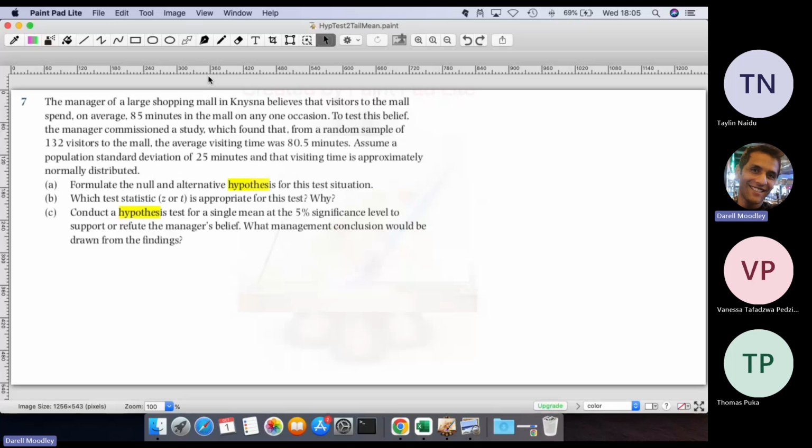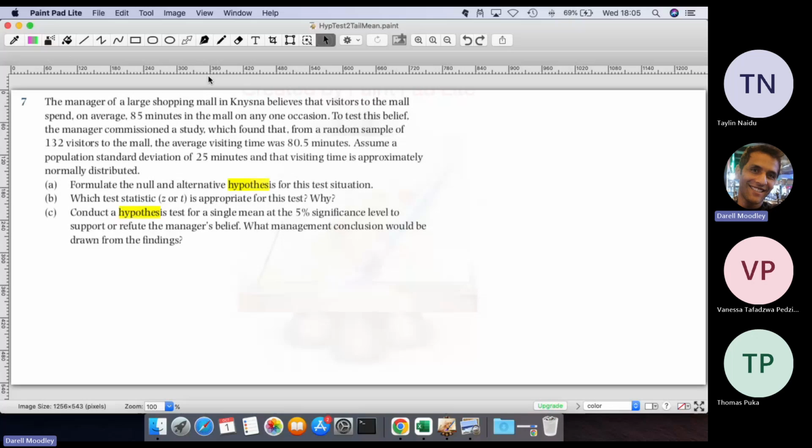The question says: the manager of a large shopping mall in Neisner believes that visitors to the mall spend on average 85 minutes in the mall on any one occasion. To test this belief, the manager commissioned a study which found that from a random sample of 132 visitors to the mall, the average visiting time was about 80.5 minutes. Assume the population has a standard deviation of 25 minutes, and that visiting time is approximately normally distributed.